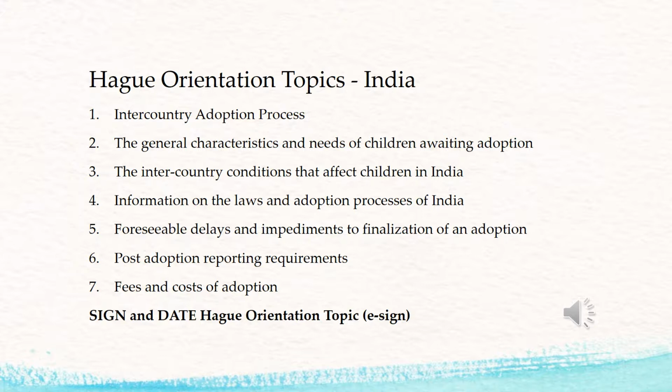Anyone who is adopting internationally must have an approved home study applied to receive pre-approval to adopt from USCIS, the United States Citizenship and Immigration Service, and prepare a set of documents called a dossier, which will be submitted to India for approval. Different countries require different documents, so that is why the dossier documents are specific to India. All of these things are discussed in the Hague orientation topics that you will need to sign and date. If you have any questions regarding any of this, feel free to contact me.